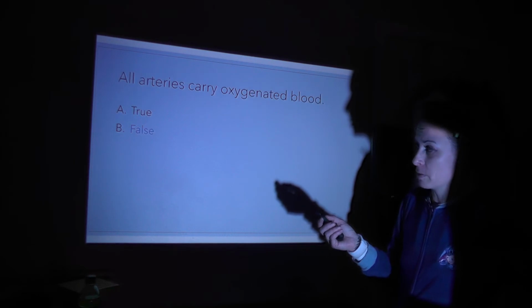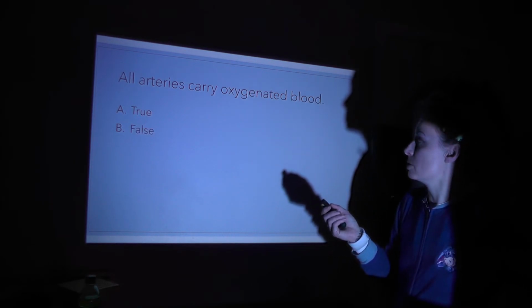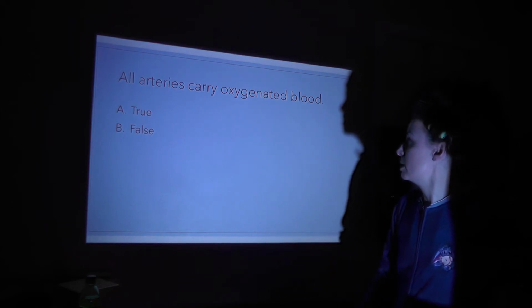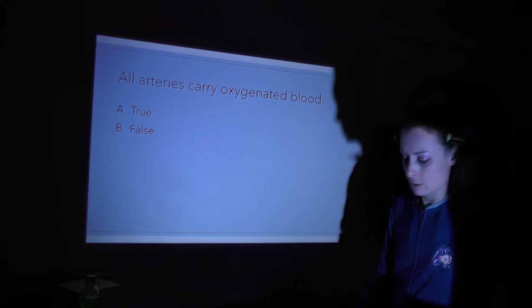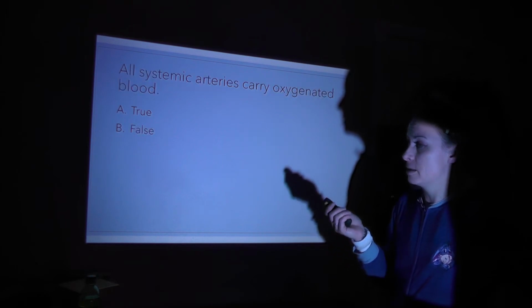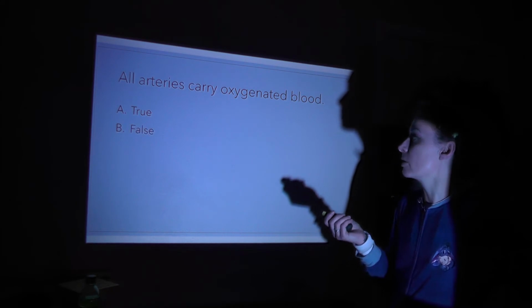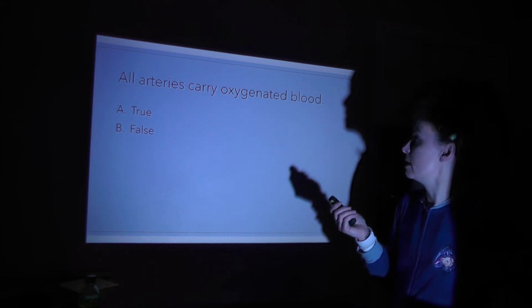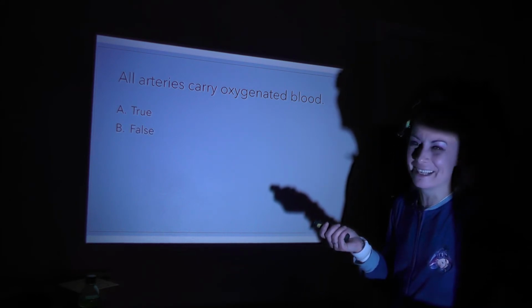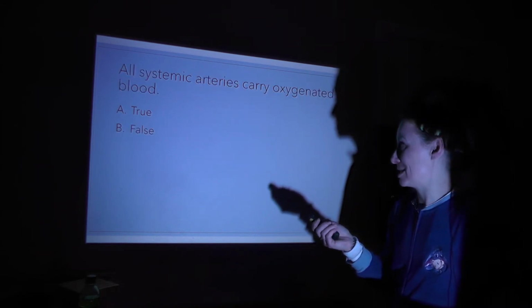When I first wrote this question, because I was tired, I actually wrote all blood vessels carry oxygenated blood. And is that true or false? Well, of course that's false, because our veins in the systemic circuit carry deoxygenated blood, and our arteries in the pulmonary circuit carry deoxygenated blood. I need to go to sleep.